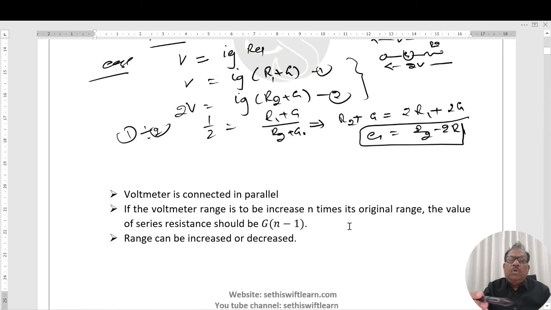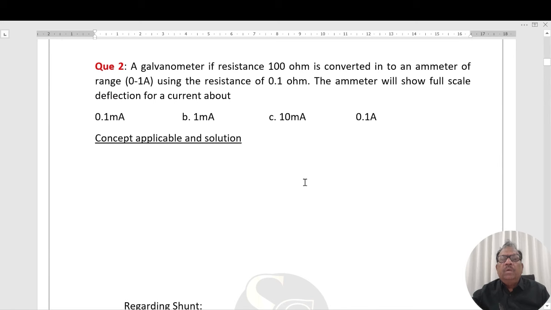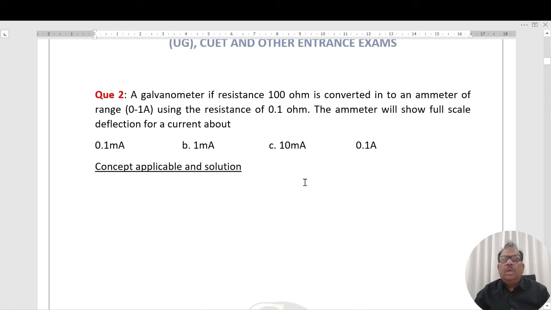Generally, a voltmeter is connected in parallel. Range can be increased or decreased by connecting a resistance. If the voltmeter range is to be increased n times its original range, the value of series resistance should be G into n minus 1. By using this concept, we can find the answer. Now, next question.